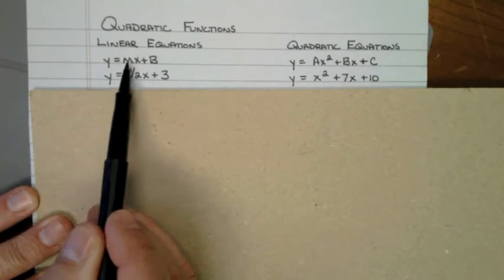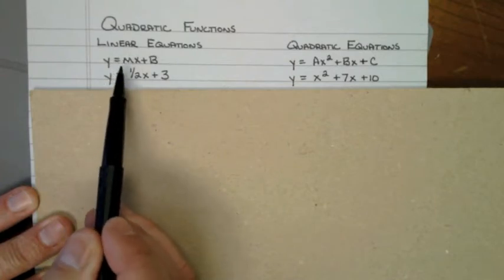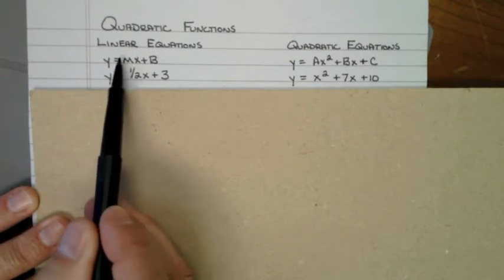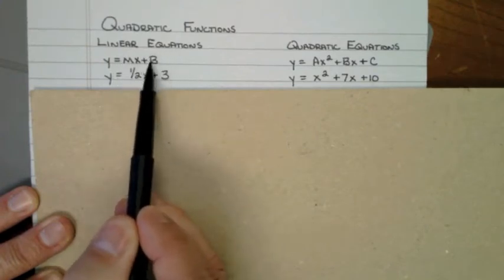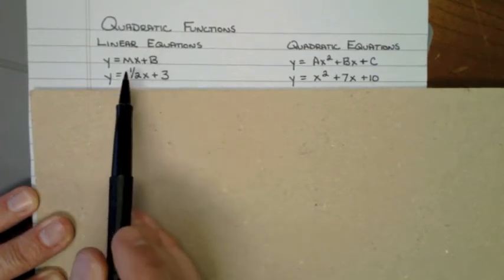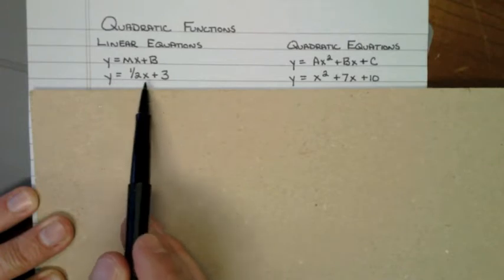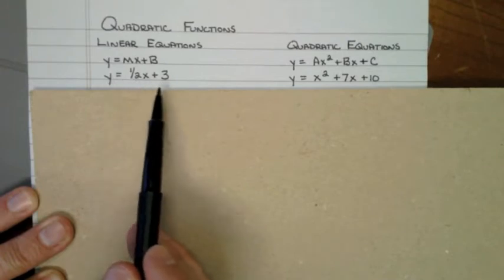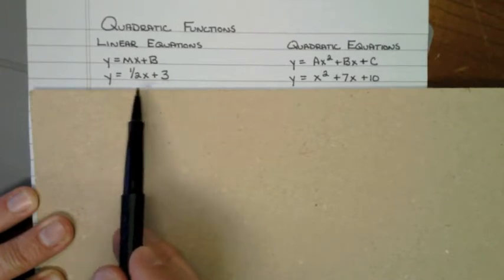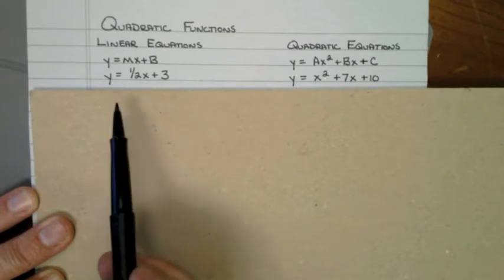And in this formula, there are certain characteristics. The slope goes right here. The Y-intercept goes right here. Once you know those characteristics, then you can look at an equation and tell what the slope is. You can tell what the Y-intercept is. Those characteristics help you graph it.